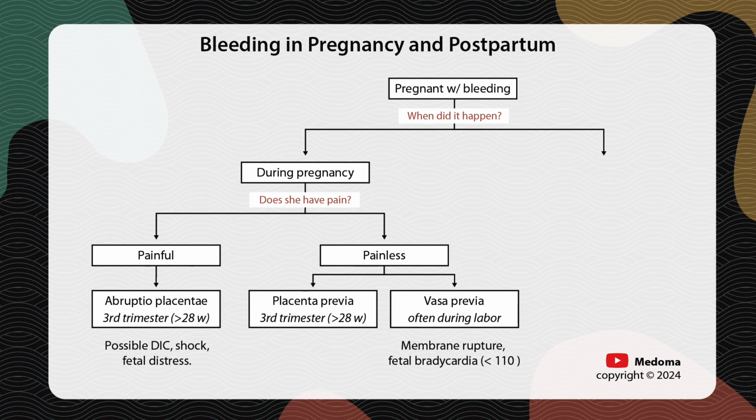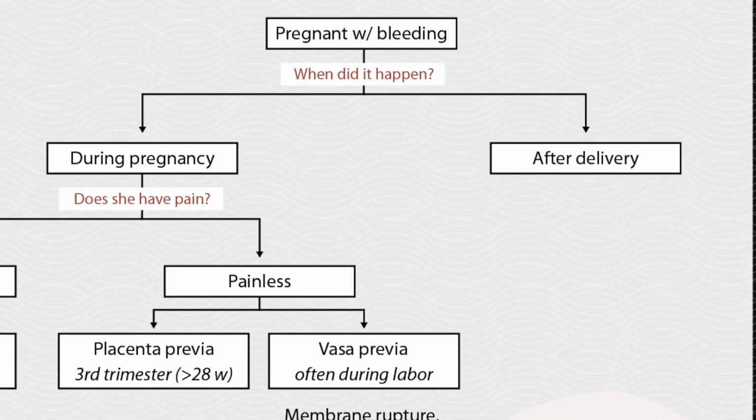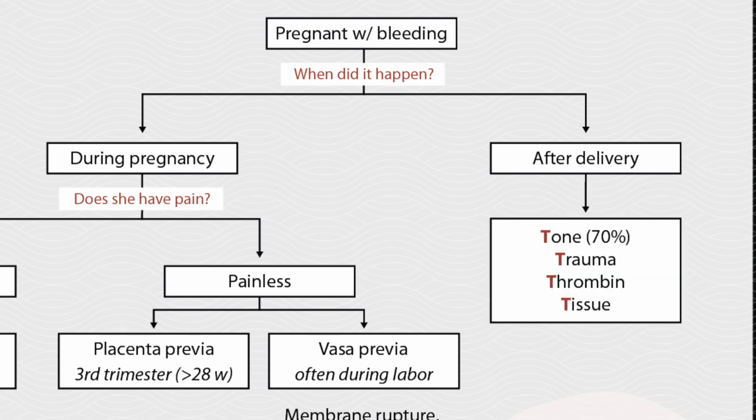Okay, but what if the bleeding occurs after delivery? Well, you need to remember the 4 T's to diagnose postpartum bleeding. Tone. This involves uterine atony, where the uterus fails to contract appropriately. Trauma. Any injury sustained during the delivery process.